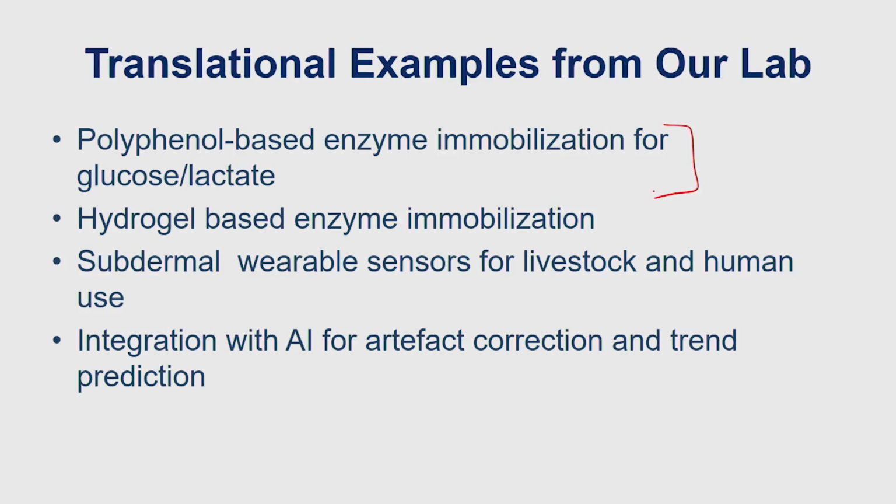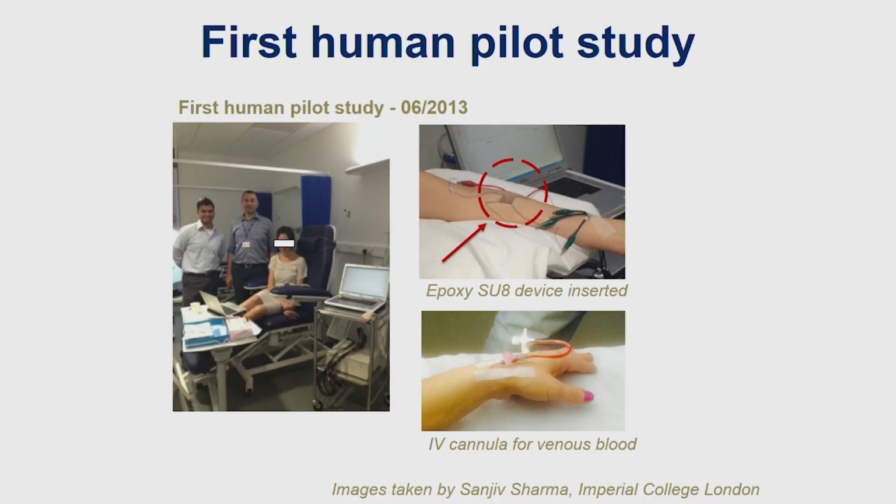We'll be looking into those, and we'll be looking into hydrogels which are biocompatible. And then I'll give you some examples of subdermal wearable sensors for livestock and human monitoring. And then we're going to have some lectures on AI as well, machine learning and things like that. All of this will come in the next few slides.